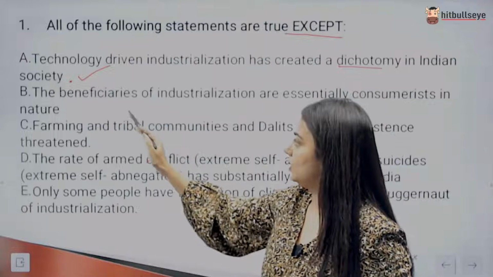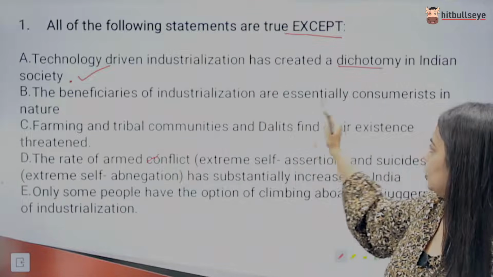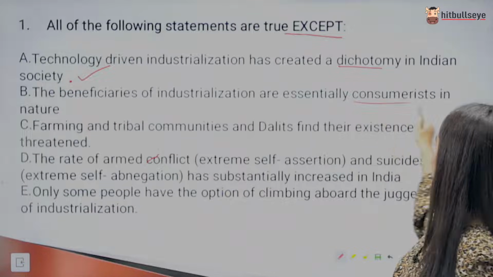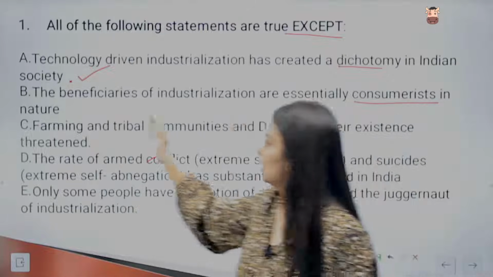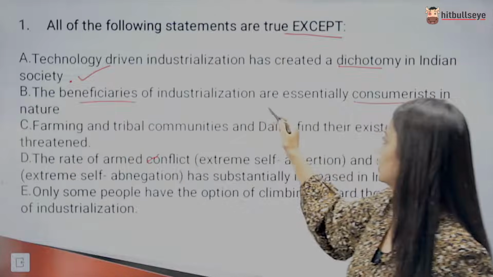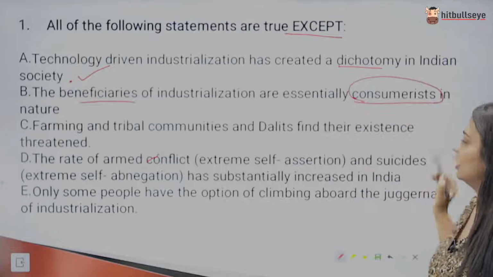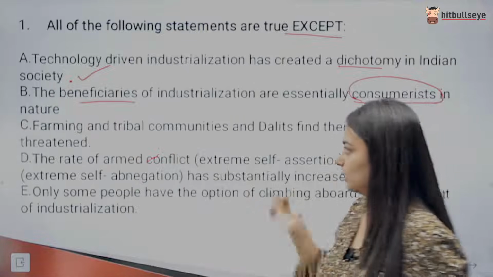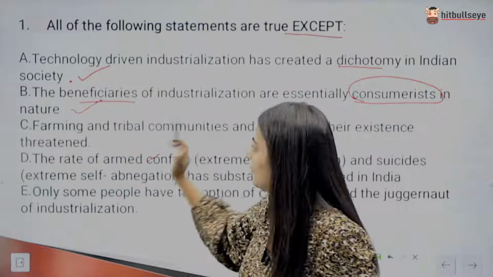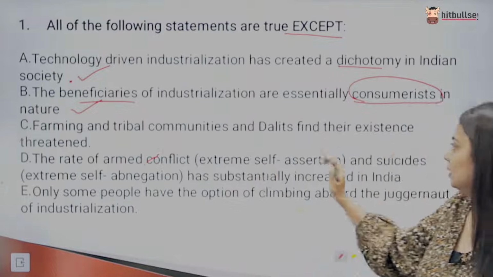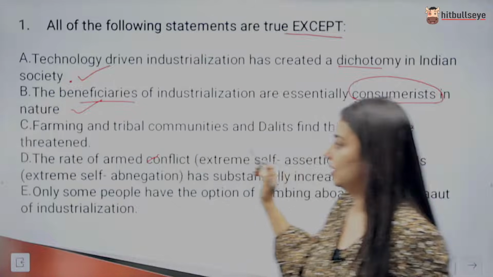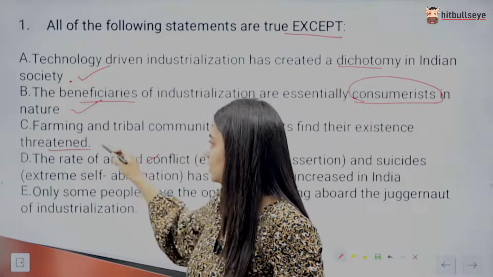The second point is, the beneficiaries of industrialization are essentially consumerist. ये भी बात ठीक है कि जिन्हें बेनिफिट हो रहा है इंडस्ट्रियलाइजेशन से, दे आर कंज्यूमर्स, राइट? दे आर कंज्यूमिंग एंड नॉट प्रोड्यूसिंग एनीथिंग. सो दिस लाइन इज ऑल्सो ट्रू. फार्मिंग एंड ट्राइबल कम्युनिटीज एंड दलित फाइंड देयर एग्जिस्टेंस थ्रेटन्ड. येस, वी ऑल अग्री विद दिस.